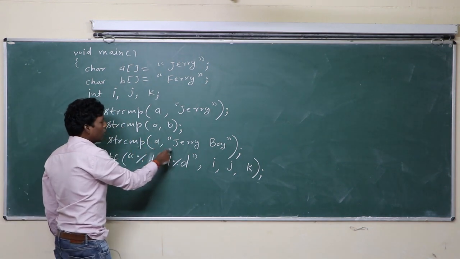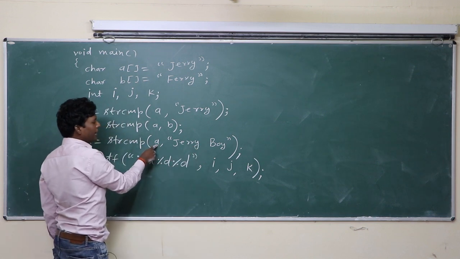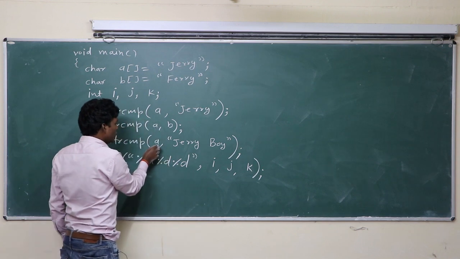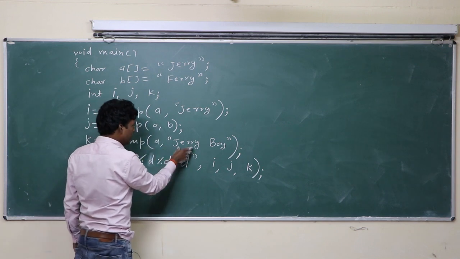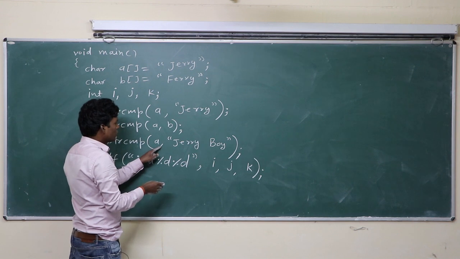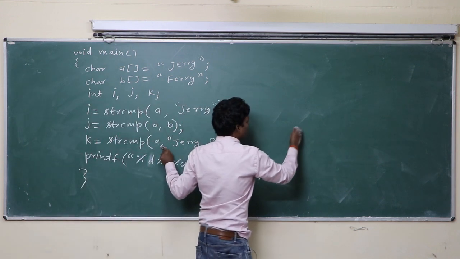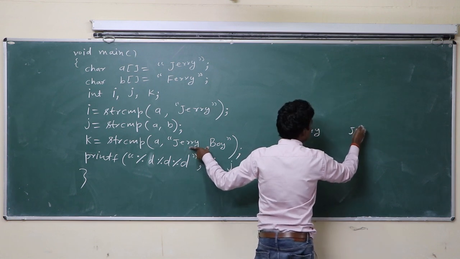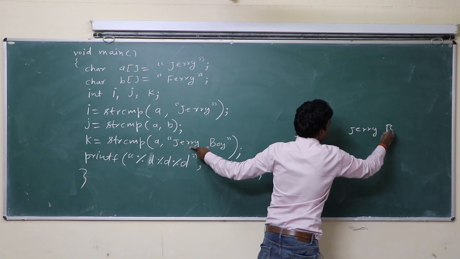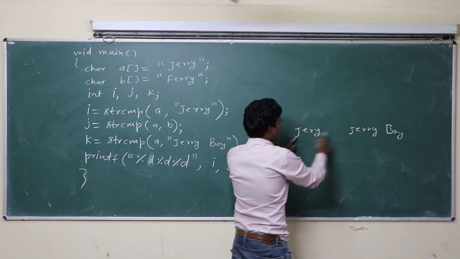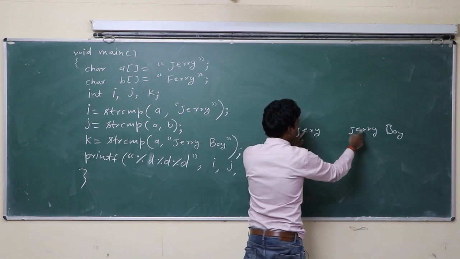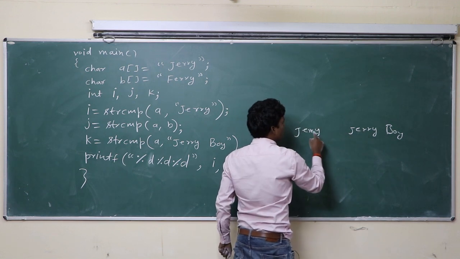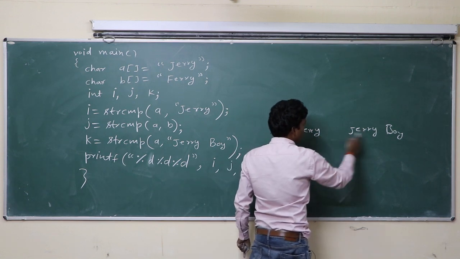strcmp(a, "Jerry boy"). So class, a has Jerry and you have to compare it with Jerry boy. So you have Jerry and here is Jerry boy. Class, this J is equal to this, this E is equal to this, R equal to this, R equal to this, Y equal to this.